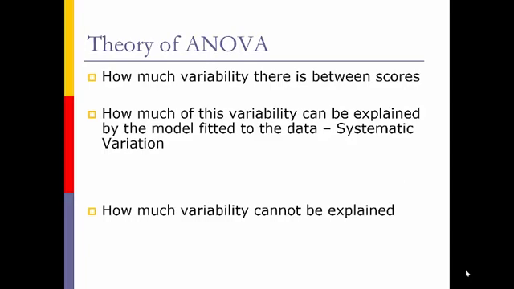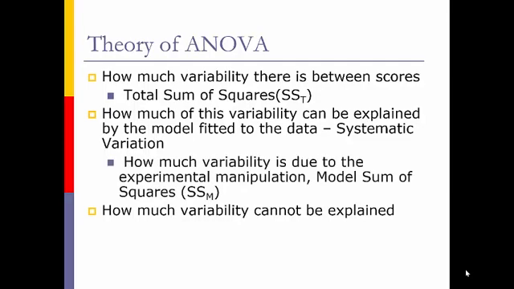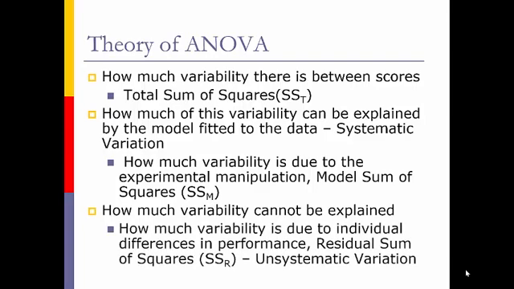How much variability is there between the scores? That is measured by the total sum of squares, or SST. How much can be explained by the model? That's our systematic variation. That is our model sum of squares. And how much variability cannot be explained? That would be our unsystematic variation, or our residual sum of squares. Again, residual is associated with error, cannot be explained. That would be the error in the model, so that's why that's SSR, unsystematic variation.